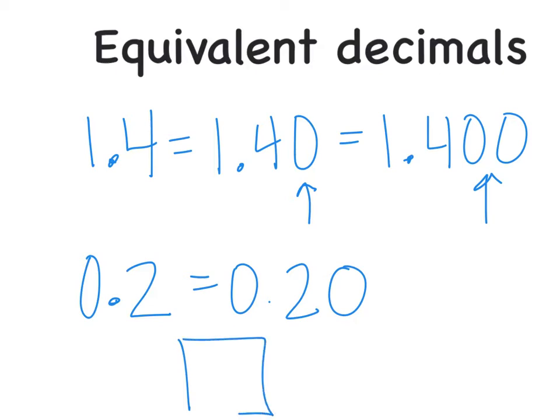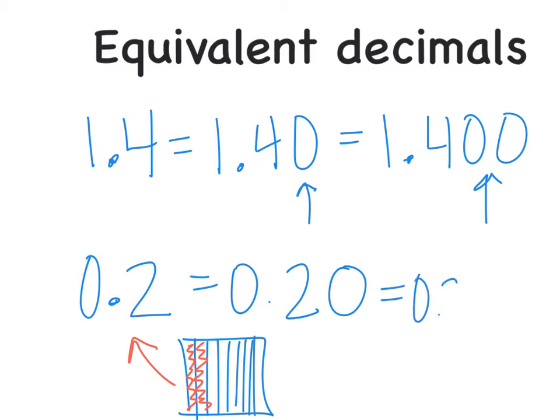If you think about a hundredths grid, if I filled in 20 hundredths, I would fill up 2 columns, which is the same as 2/10. 20 hundredths is also equivalent to 200 thousandths. So you might be asked to write equivalent decimals to a certain number. You could add zeros to the end after the last non-zero digit, and you would be writing an equivalent decimal without changing its value.